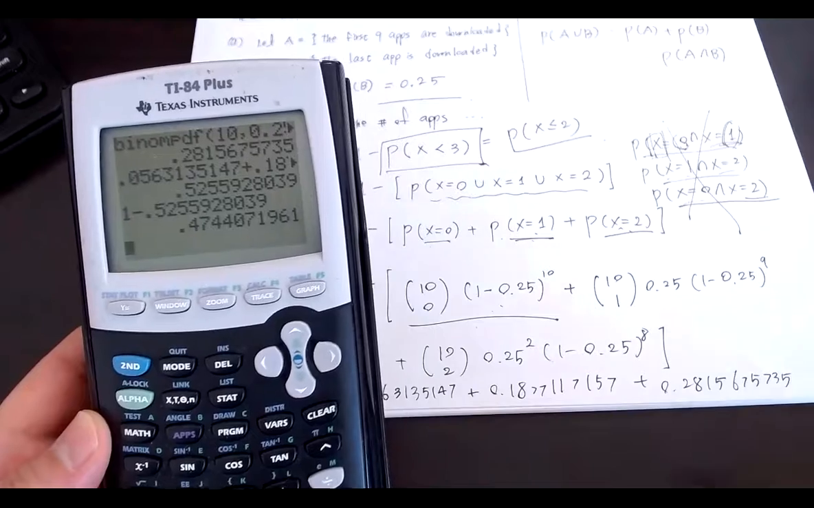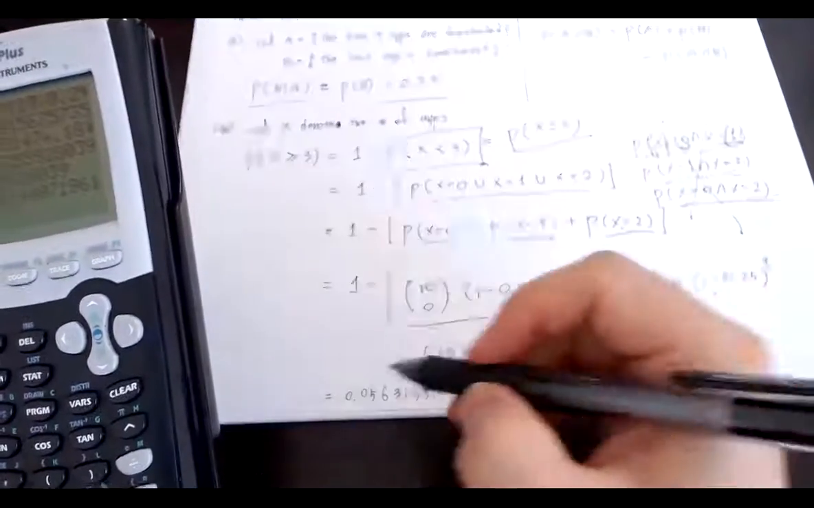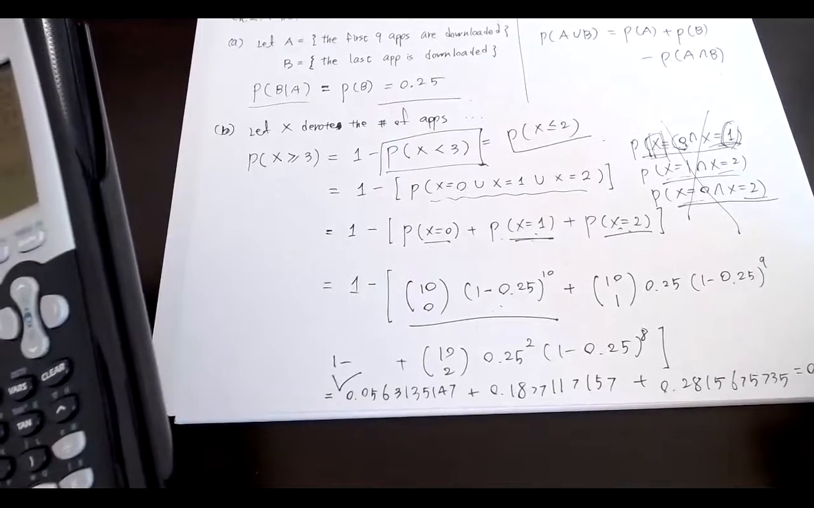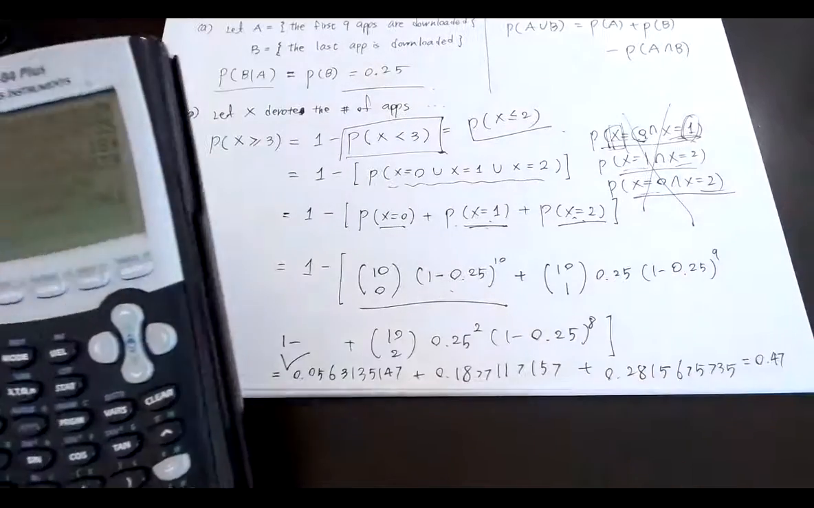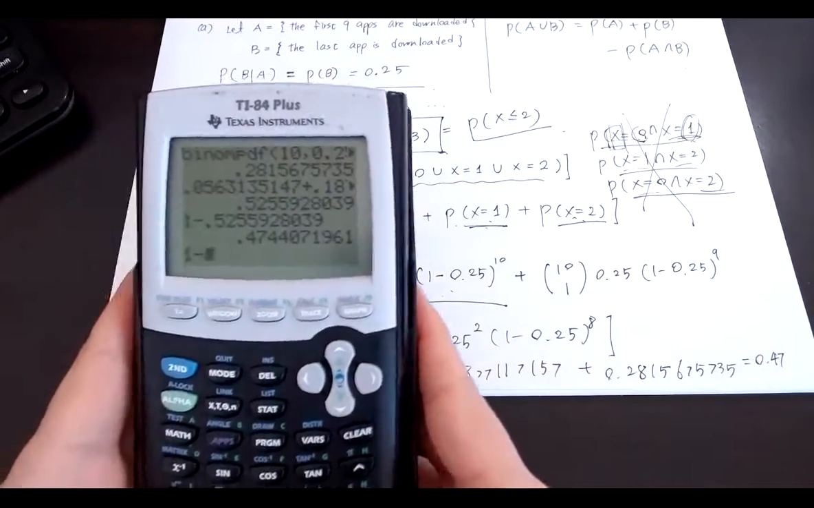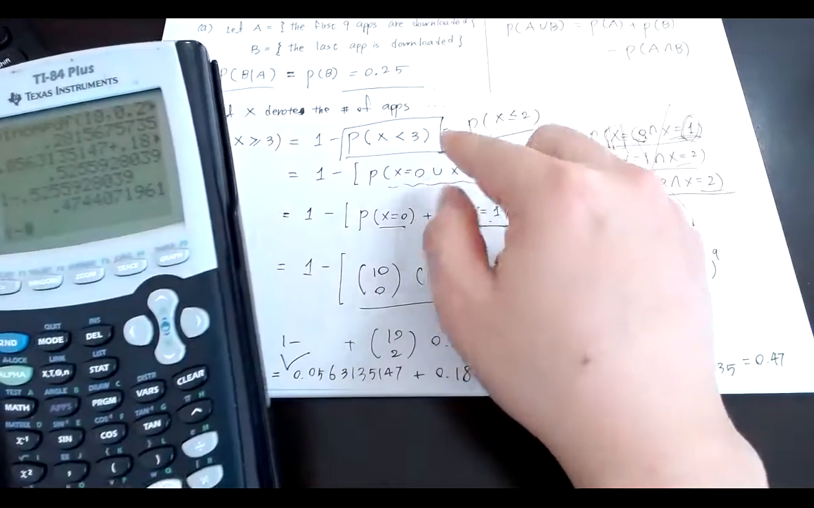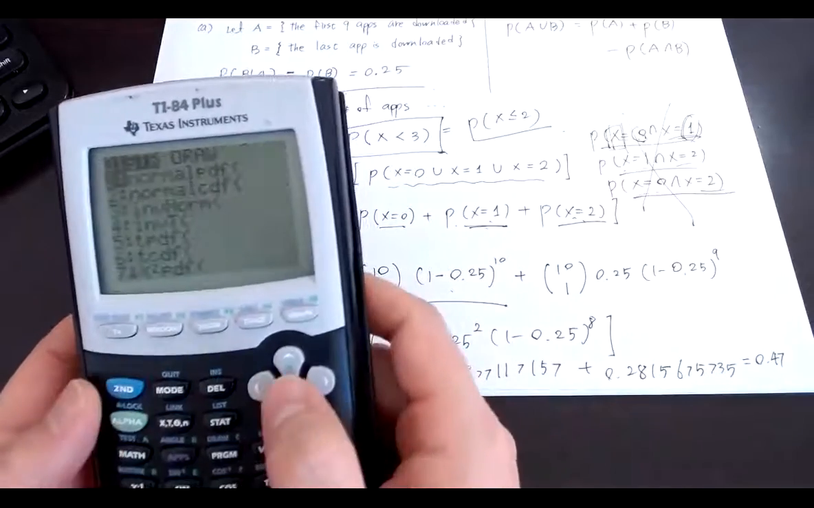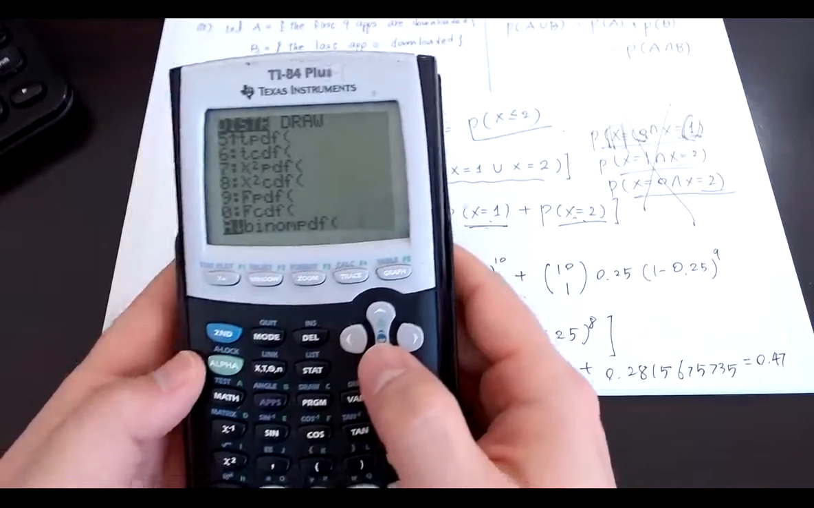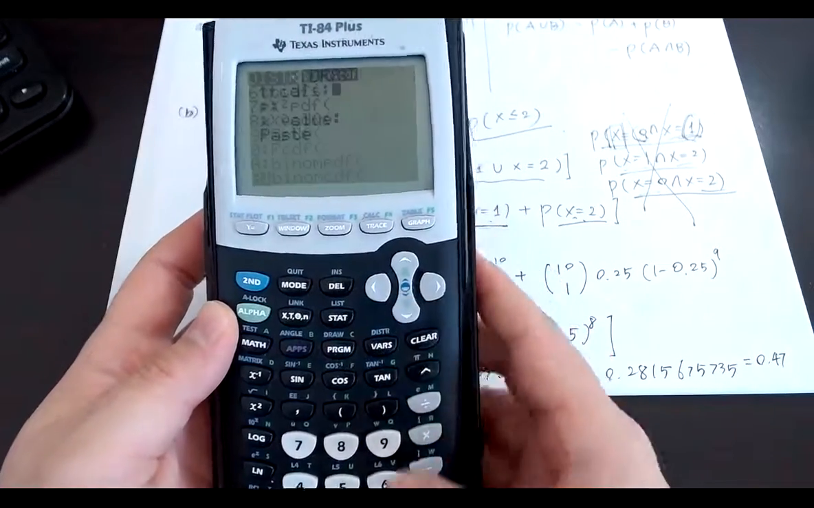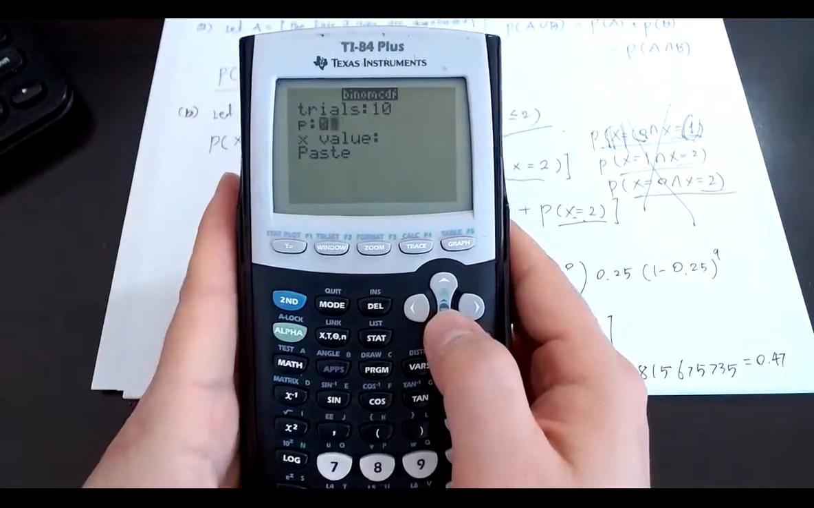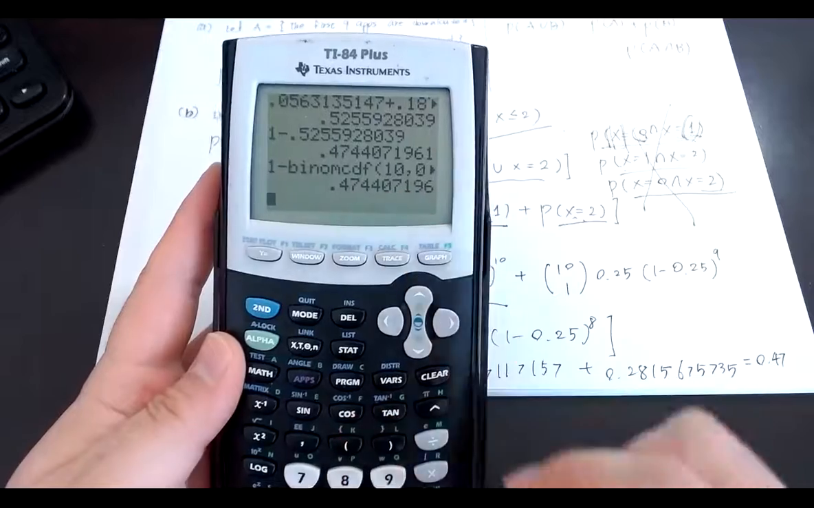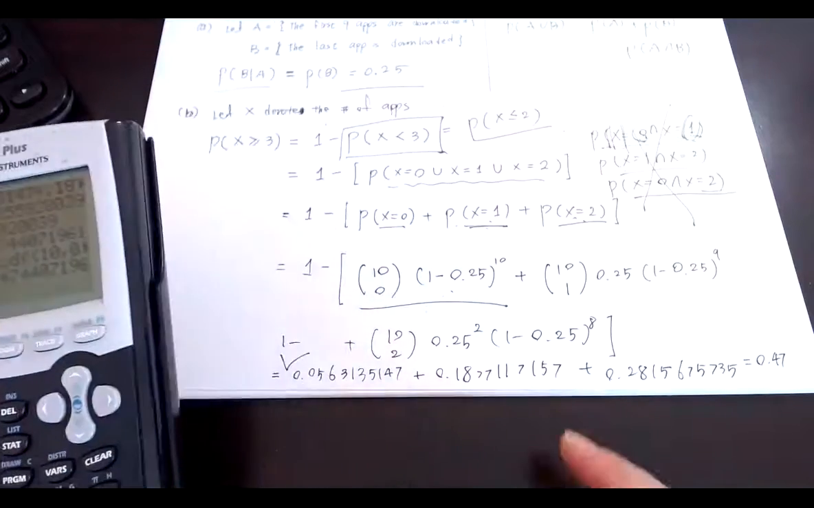Which is 0.47, right? This is 1 minus, sorry, here's the type of 1 minus. This is equal to 0.247. Now the easiest way is this. We do 1 minus in the calculator, and then using the binomial CDF we figure this out. So binomial CDF, and then the number of trials is 10, probability 0.25, and the x value is 2. So we get 0.24744. Much easier than that way, right?